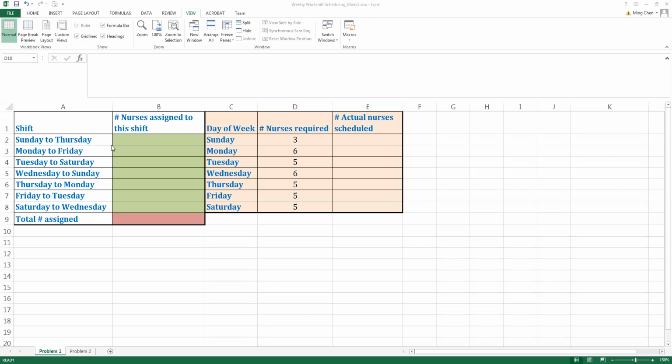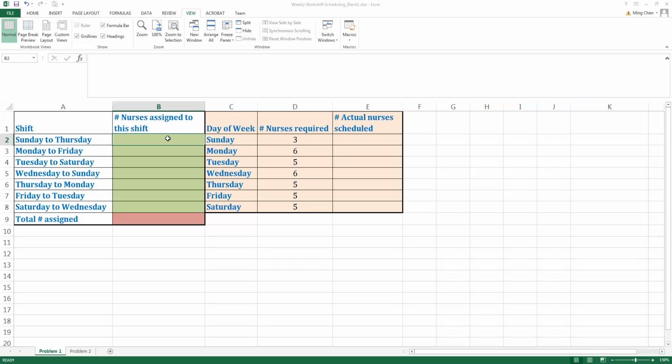These are the possible shifts across the different days of the week. Based on this requirement, now we have to determine how many people we want to schedule for the different possible shifts. So that is the problem. How to determine this? Because we are using Excel solver, we are going to let Excel determine the optimal number to schedule for different shifts.